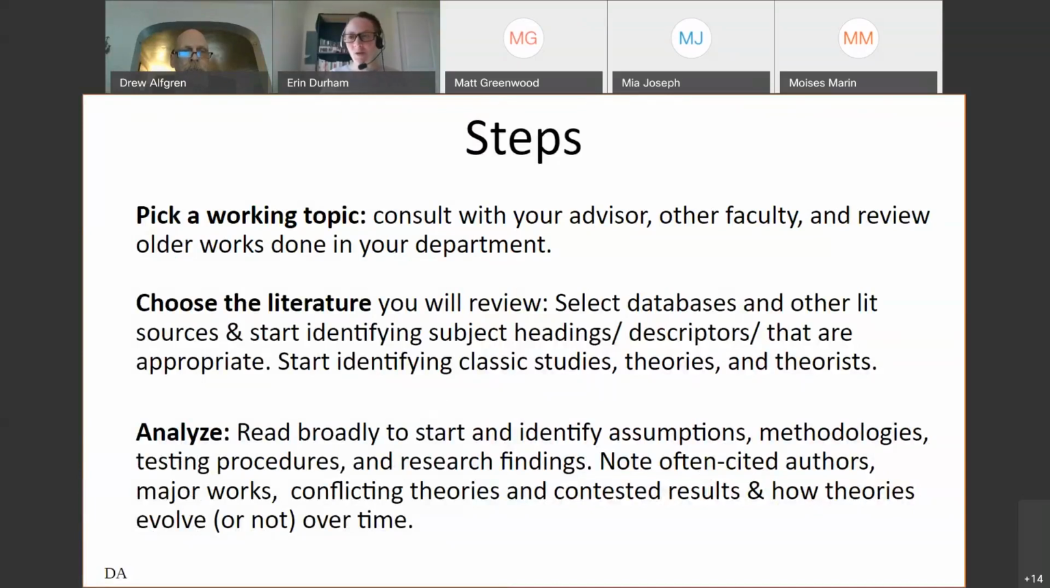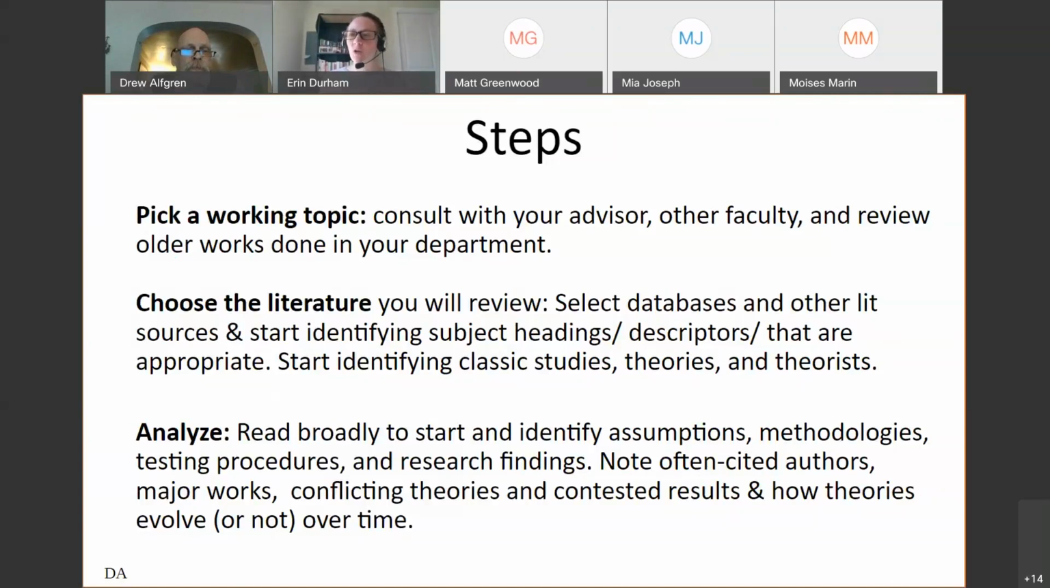Of course, as you are working on your literature review, it's really important, as Drew was talking about, to have conversations with your advisor, other faculty members, people on your committee if you're working on a dissertation. If you're working on a literature review as part of a class research paper, you'll definitely want to talk to your professor. The next step would be to choose the literature you will review. This is easier said than done. We will show a few databases to look through, and honestly, just visiting the main search on the library is a place to start.